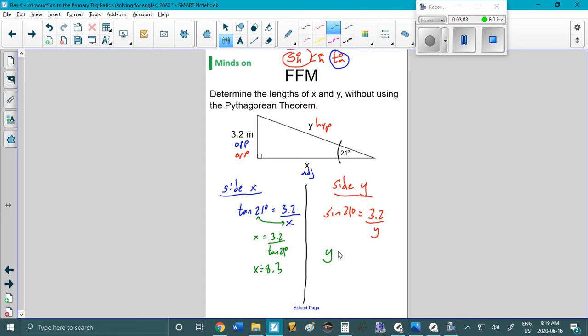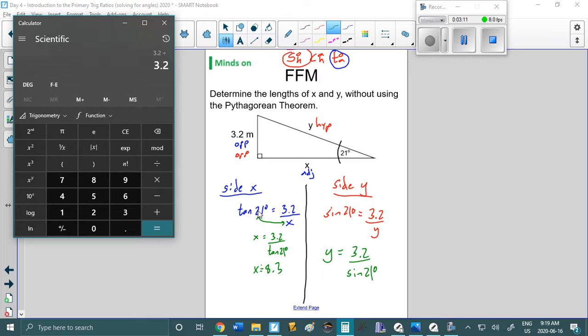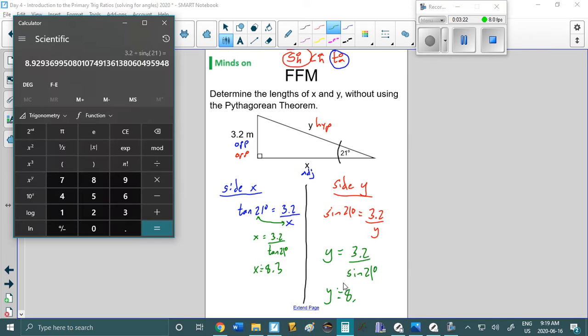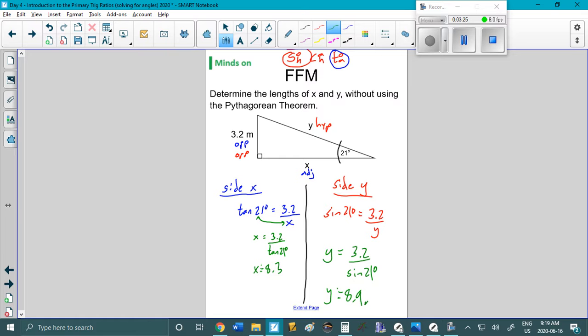Again, variable on the bottom, so we have to switch, or cross multiply, as you might hear it called. I go to the calculator, 3.2 divided by 21 sine. And remember, if you have a two-line calculator, this will look a little bit different. And I get y is approximately 8.9 meters. So yeah, this side is longer than this one and longer than this one. And if you add these up, you get 11.5, which is longer than this, which makes sense because this line should be the direct route. And that's it. So that's your first 5-minute question.